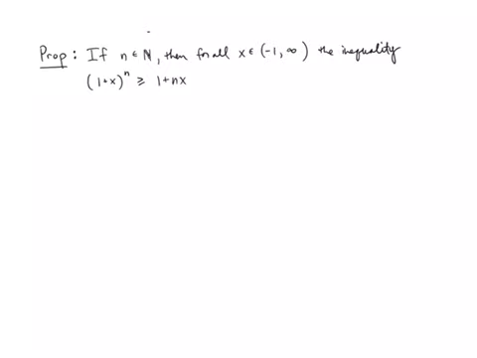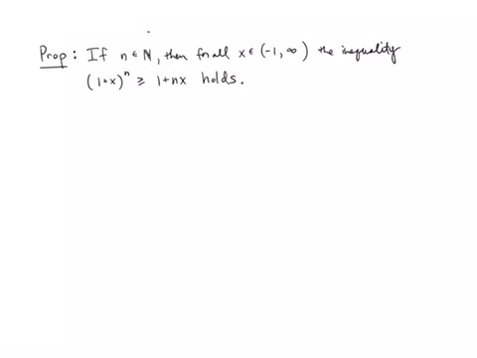So the next proposition is that if n is a natural number, then for all x in the interval of real numbers from -1 to infinity, the inequality (1 plus x) to the n is greater than or equal to 1 plus n times x holds.